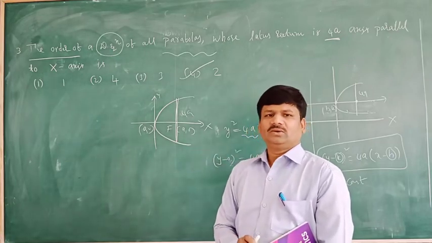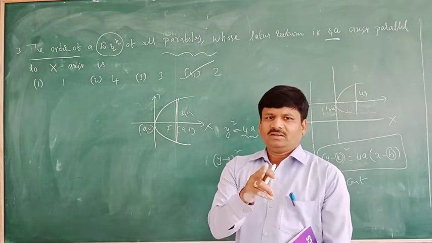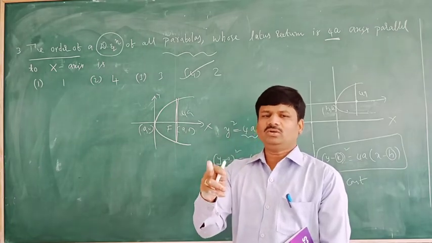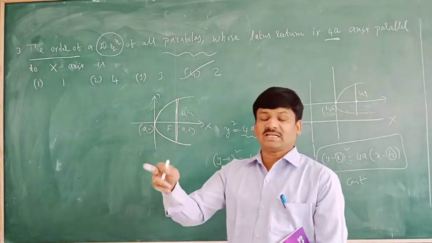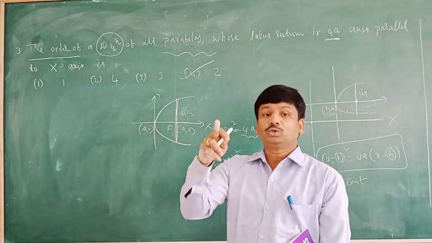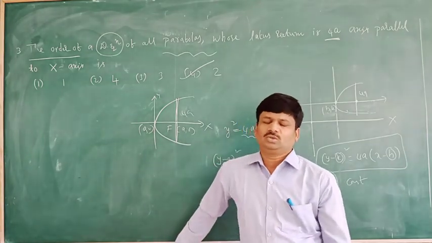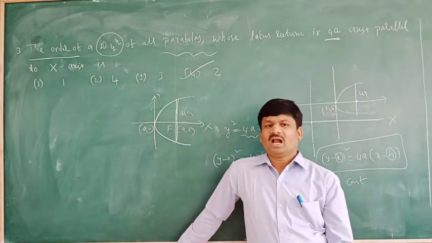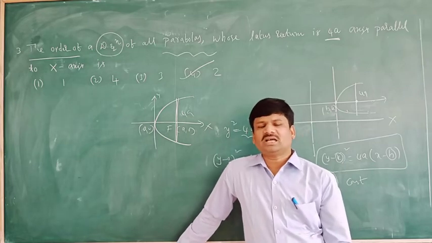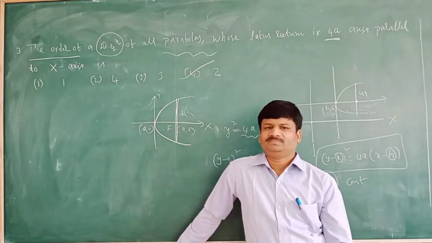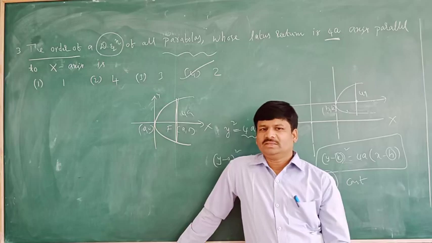So the order of the differential equation is equal to the number of arbitrary constants present in the solution of the differential equation. And which type of solution? Arbitrary constants are there means general solution. Remember this one. This is about question number 3.